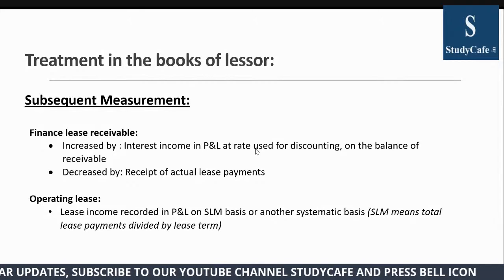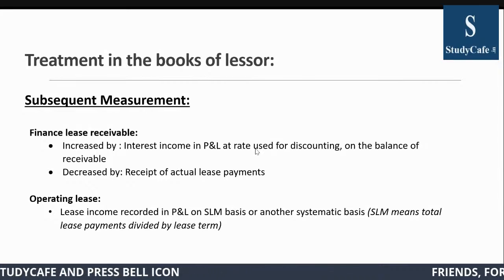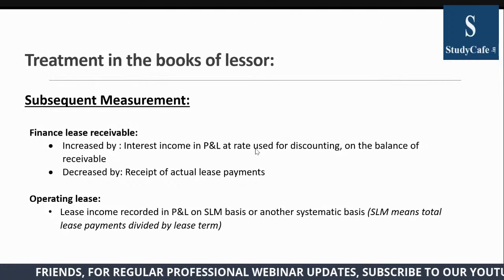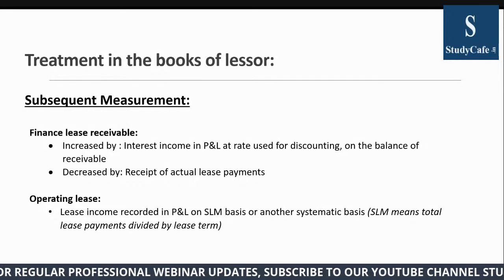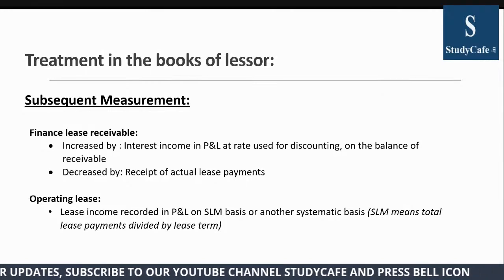And what happens with the lease receivable that was recognized at the initial recognition? Same as the lease liability. As in the case of lessee, interest income will be recognized in P&L and actual receipts will be adjusted from the receivable account. So the lessor accounting has not changed, it is still the same, and there is not much complication.